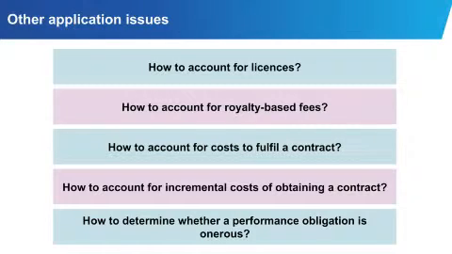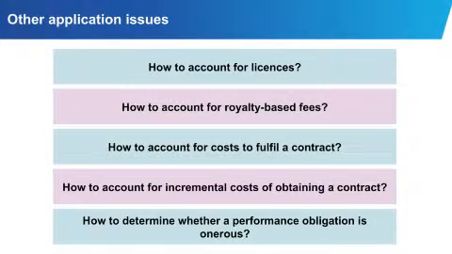Okay, how to account for royalty-based fees. If the licence fee is variable, then the cumulative amount of revenue recognised to date will be limited to the amount to which the company is reasonably assured to be entitled to. Additionally, the 2011 ED states that if a company licenses intellectual property and receives a sales-based royalty, then the company would not be reasonably assured to be entitled to the additional amount of consideration until the uncertainty is resolved. So, for example, when a customer's subsequent sales occur.